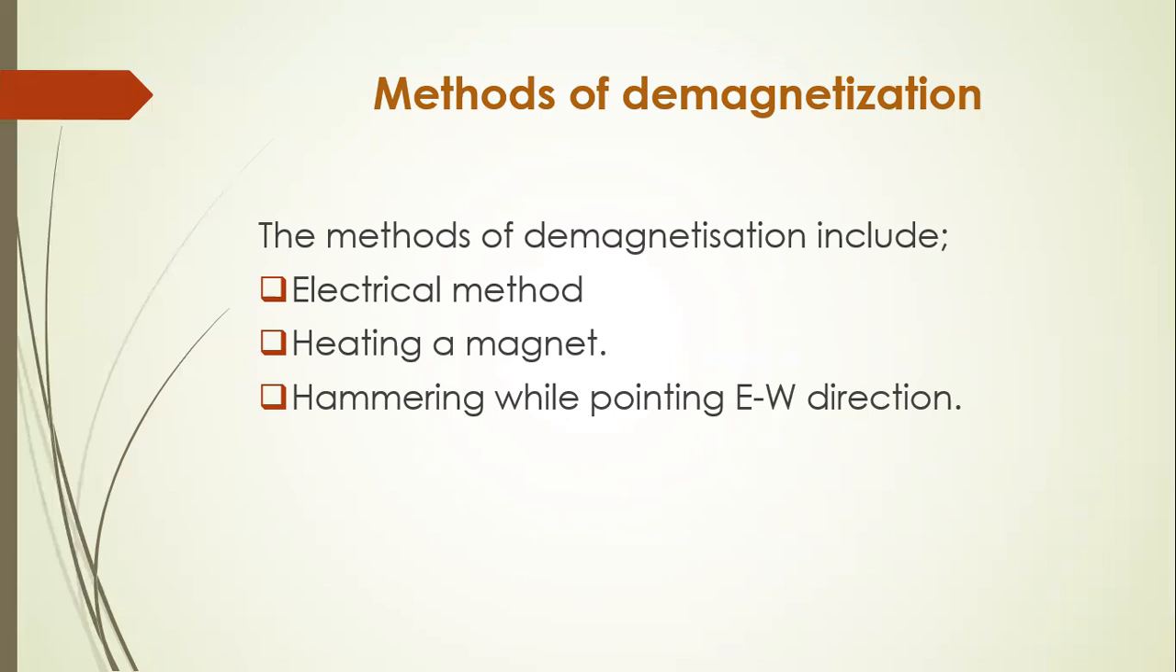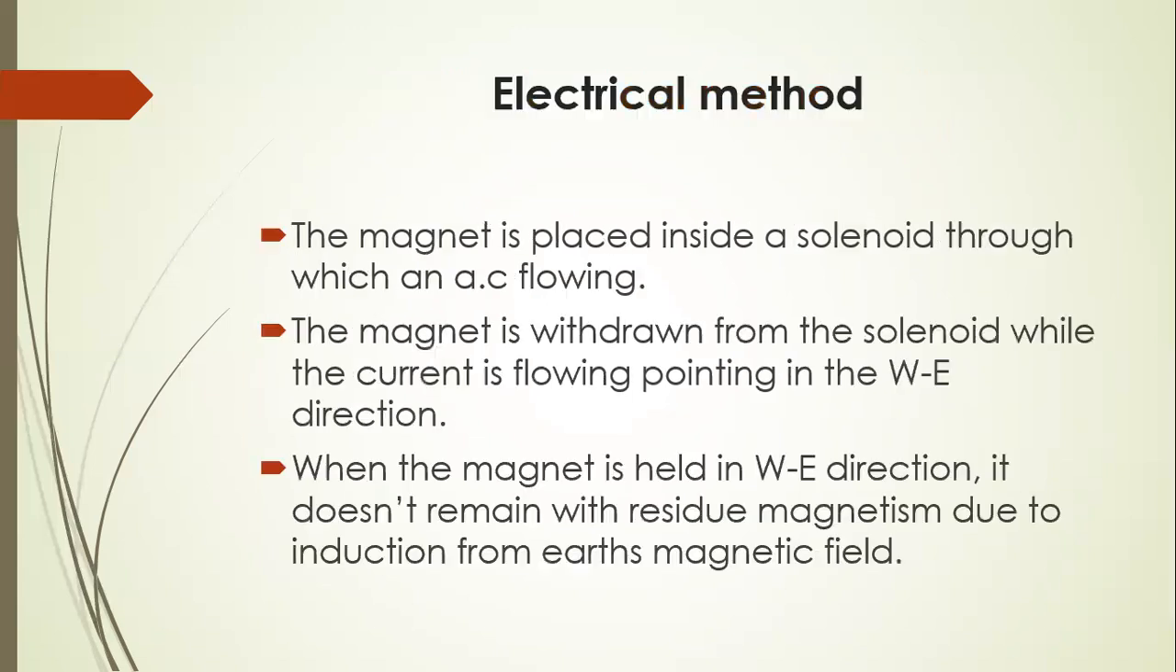And the third one is hammering while pointing in the east to west direction. So when you're hammering a magnet while pointing east to west, the Earth's magnetism will cancel out the magnetism within the substance, making it demagnetized. This means that the magnetism will be removed from the substance. So let's further discuss the electrical method, while those other two, I hope they are clear.